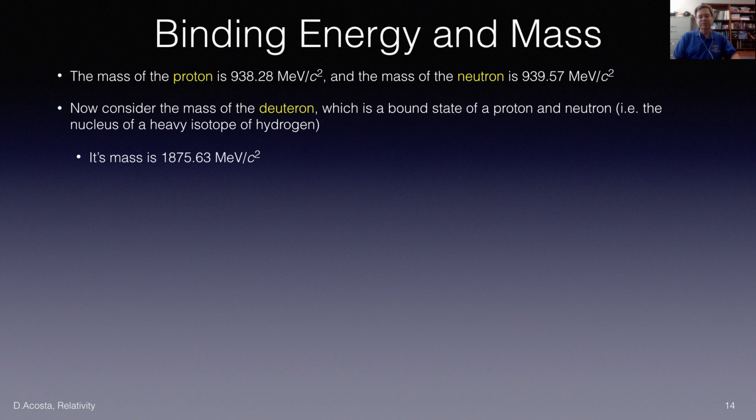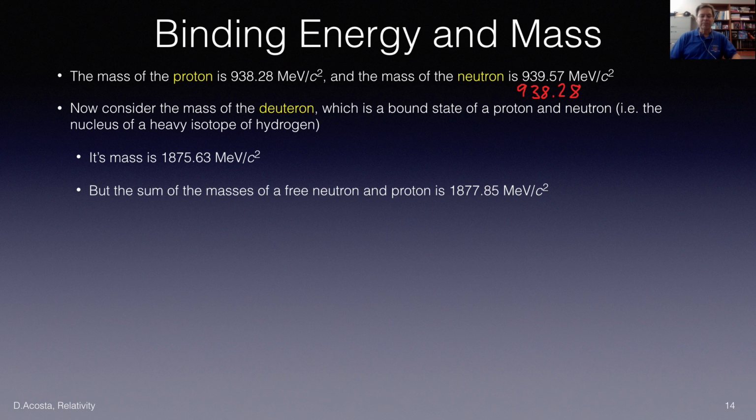Now, let me point out something here. We have the mass of the proton and the mass of the neutron. If I added the 938.28 to the 939.57 of the neutron, I would get a sum of those masses of the free neutron and proton of 1877.85 MeV. But wait a minute, that is larger than the 1875.63 MeV.